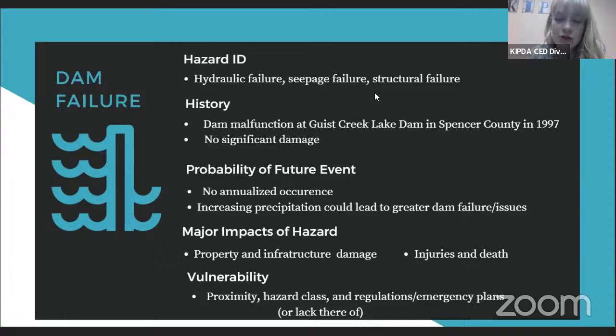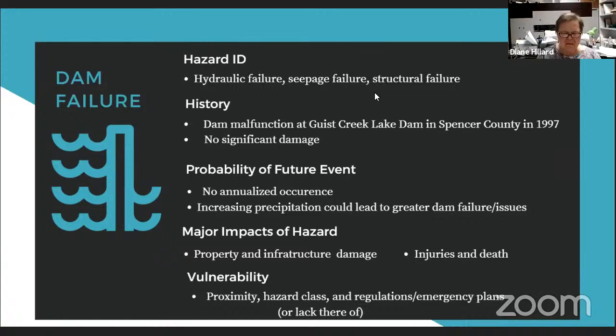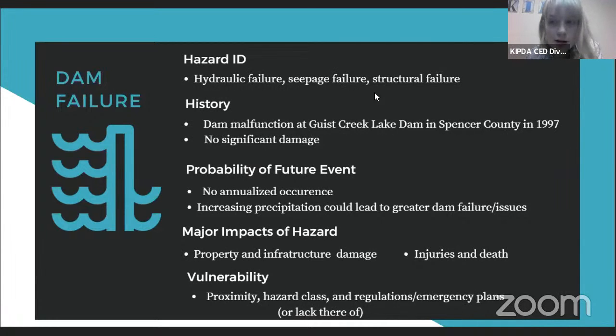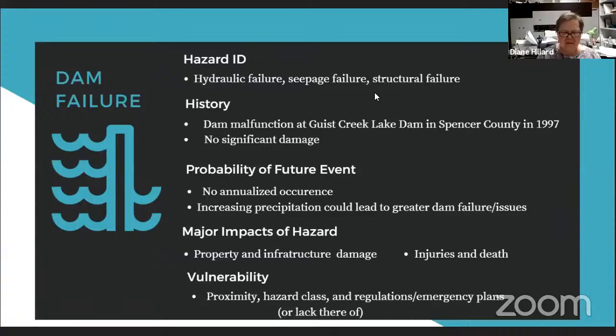So our vulnerability in the KIPTA region kind of depends. Community members, property, and infrastructure located close to a dam are more vulnerable to dam failure. Also, our dams vary in hazard class, meaning their potential impact, so some are more hazardous than others. And then finally, with our regulations and emergency plans, some dams have emergency plans in place, which make them less vulnerable and able to mitigate an event when it happens, and some don't, and that can make dam failure more likely.